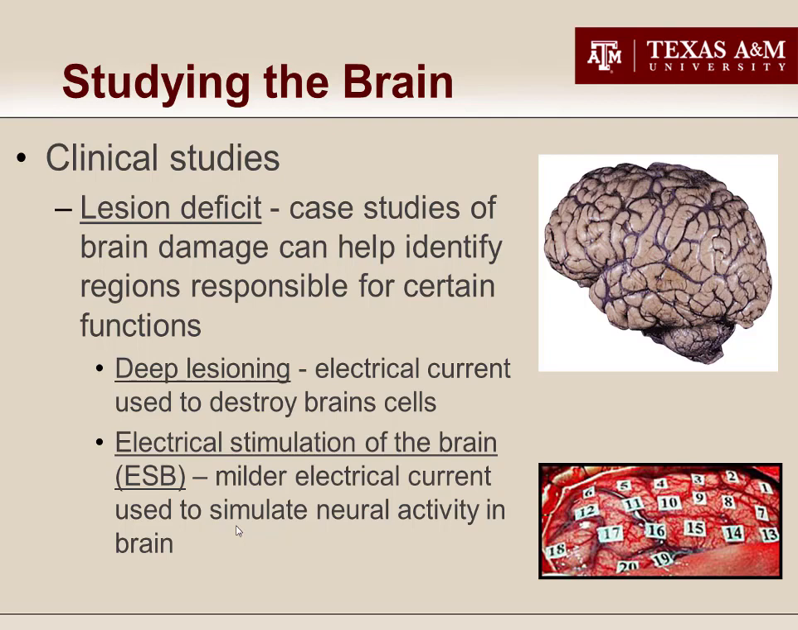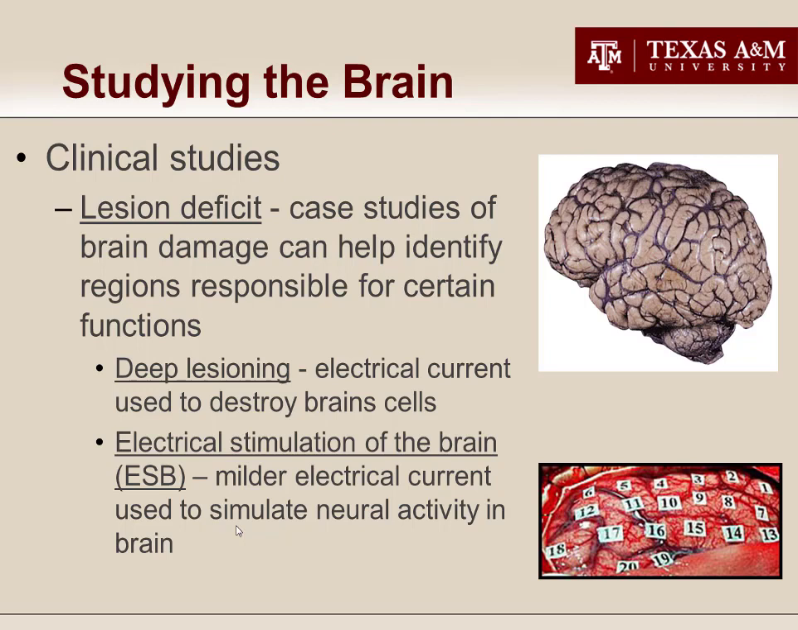Similarly, with ESB, a milder, non-damaging current can be used to stimulate, not destroy, the part of the brain targeted for surgery. The surgeon touches the cortex with the electric probe to cause a neural impulse to be generated in a certain spot on the brain. As you know, part of neural transmission is electrical.